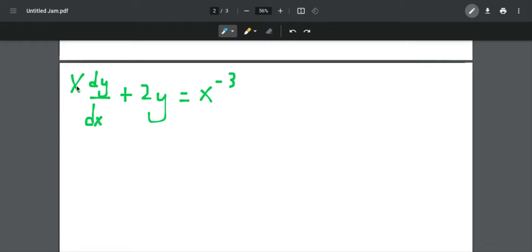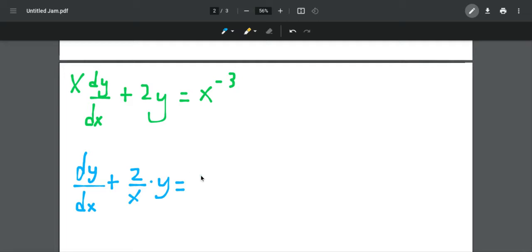I want to show you how to solve a quick and easy first order linear differential equation. We have x times dy over dx plus 2 times y equals x to the negative 3. This is not in the standard form, but I can divide the whole equation by x and get dy over dx plus 2 over x times y, equal to x to the negative 3 divided by x.